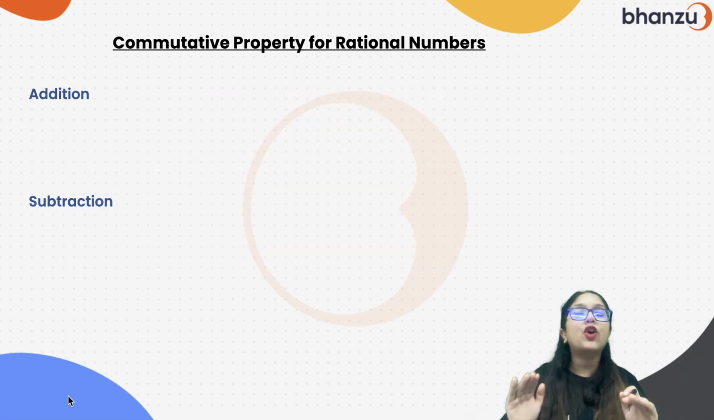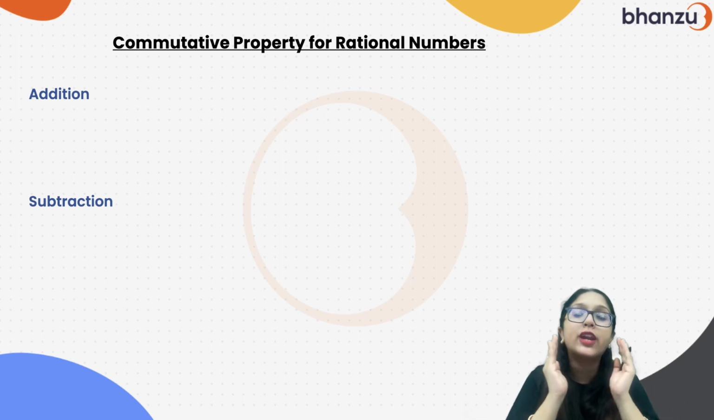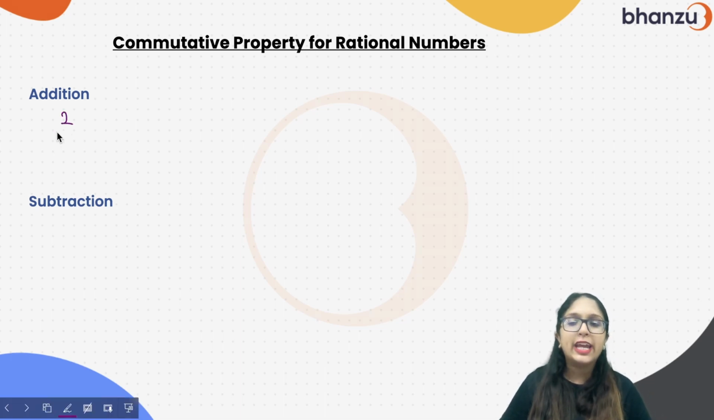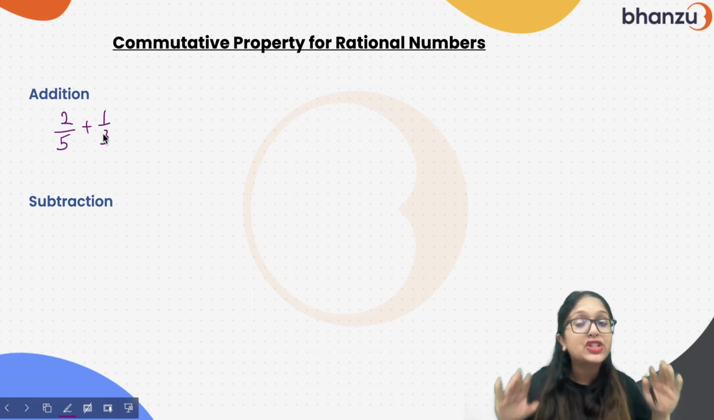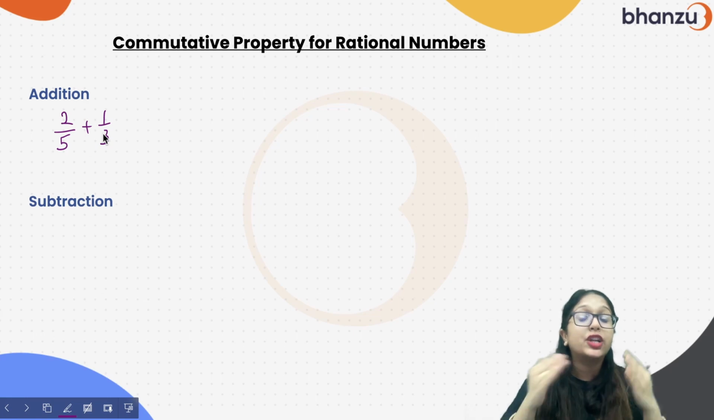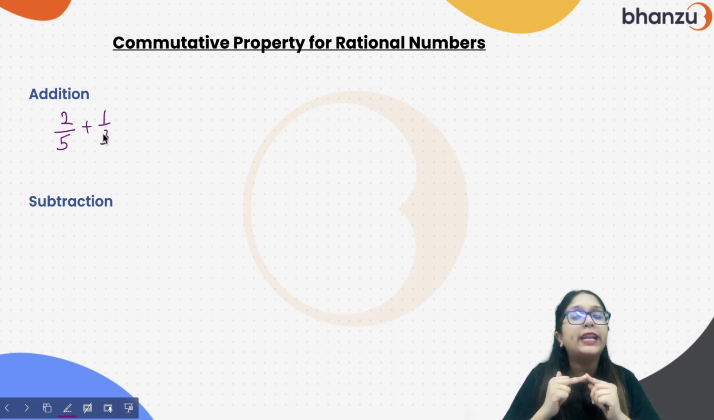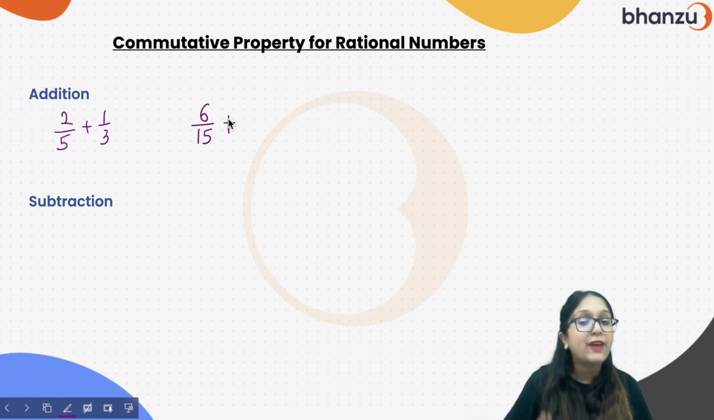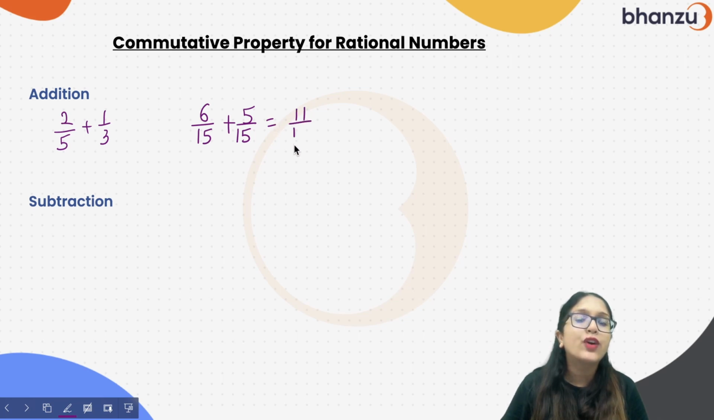Now we are going to talk about commutative property for rational numbers. Let me give you a question for addition first of all. Let's say the question is 2 over 5 plus 1 over 3. First of all, let's quickly take the LCM of 5 and 3, which is 15. So let's change the denominator to 15. I will multiply the first fraction's numerator and denominator by 3, so this is going to be 6 over 15. In the second fraction's case, I will multiply the numerator and denominator by 5, so this is going to be 5 over 15. The answer is going to be 11 over 15.